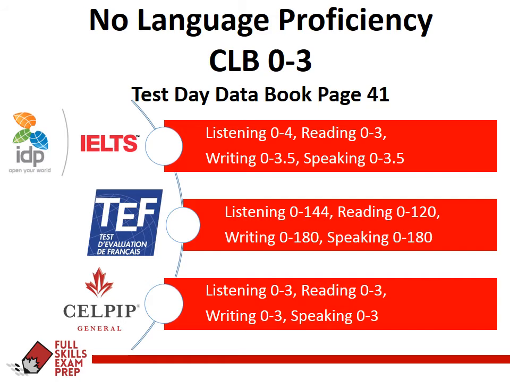What they consider to be no language proficiency is a 0 for IELTS, all the way up to a 4 in listening. In reading, a 0 to 3. Writing, a 0 to a 3.5. Speaking, a 0 to a 3.5. And in TEF, you have a 0 to 144 in listening. With reading, you have a 0 to 120. Writing, a 0 to 180. And speaking, you have a 0 to 180 as well. In CELPIP, it is anything between 0 and 3 for each one.